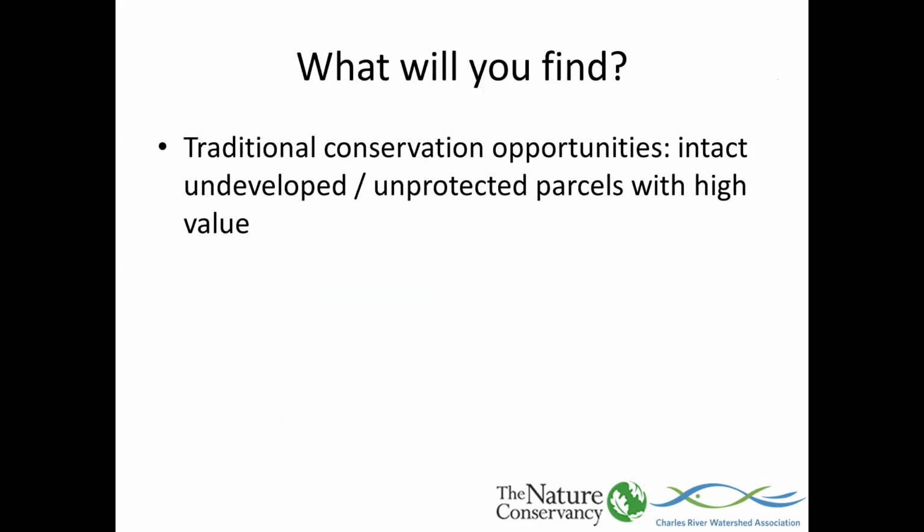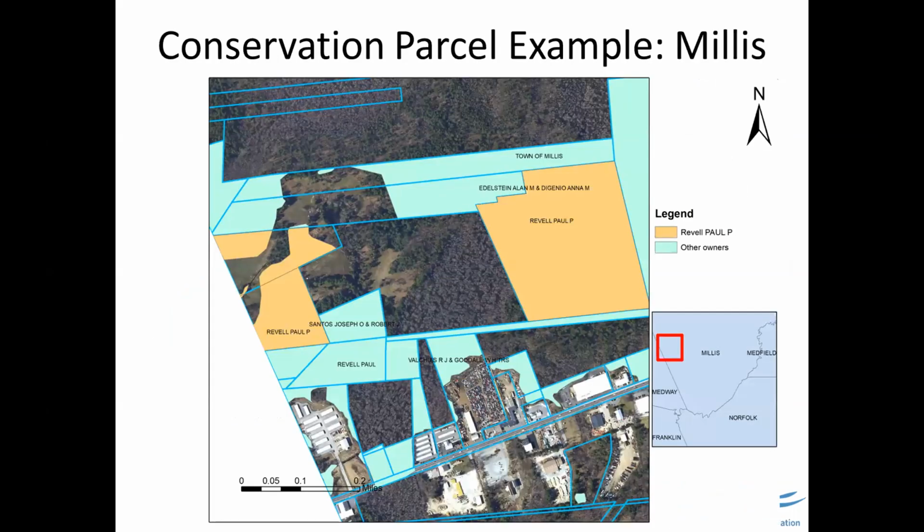Okay, so when you use the tool, what will you find? One thing we have used it to find is traditional conservation opportunities, and that's of course what we had in mind when we developed it. These might be intact, undeveloped, but still unprotected parcels that have high value, either in one of the categories or ideally all of the categories. An example of that kind of opportunity is highlighted here from the town of Millis.